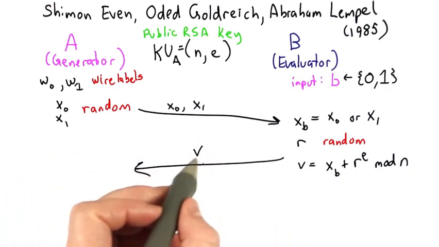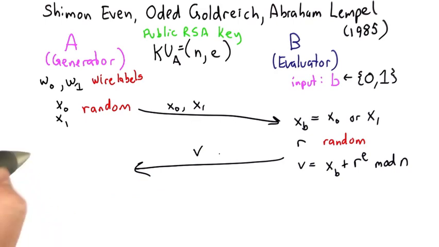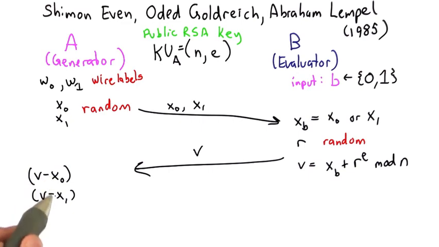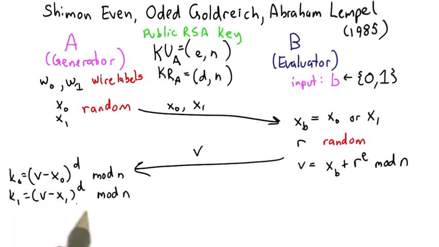And Alice is going to perform two different RSA decryptions. So she knows the values that she selected for x0 and x1. She's going to subtract each of those from v. She'll decrypt it using her private key. And we'll call the first one k0. That was the one constructed using x0. And the second one k1. That was the one constructed using x1.